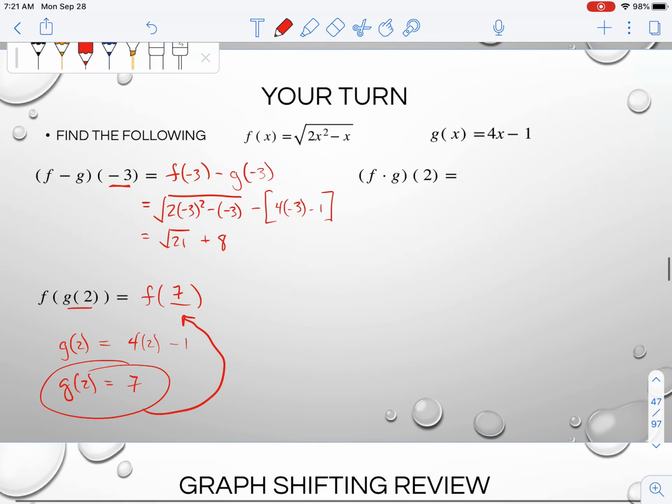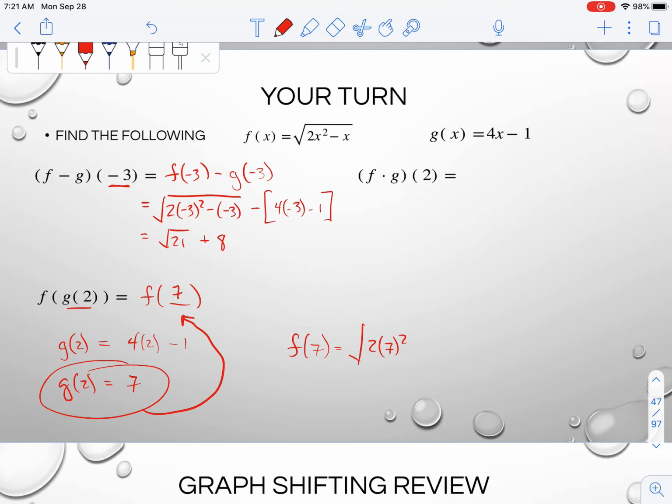So now I'm going to evaluate f of 7, which is going to be square root of 2 times 7 squared minus 7. So here we're going to get 7 squared is 49 times 2 is 98, minus 7 is going to give us 91, so we're going to have square root of 91. Right? There's no perfect square factors within the square root of 91. So f of g of 2 is going to equal the square root of 91.